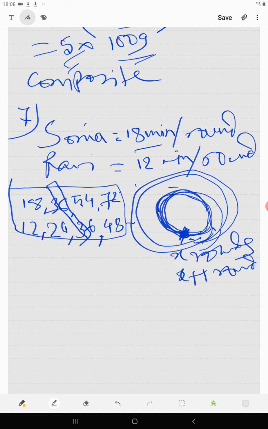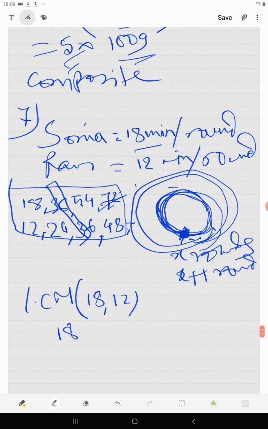But if they ask for the second time, then you will not get it using the LCM alone. The second time will again be a multiple like this. What is the next multiple? Of course it will be 72, because 12 into 6 is 72. So the first time they meet will be the LCM of 18 and 12, as simple as that. So we need to find the LCM of 18 and 12.